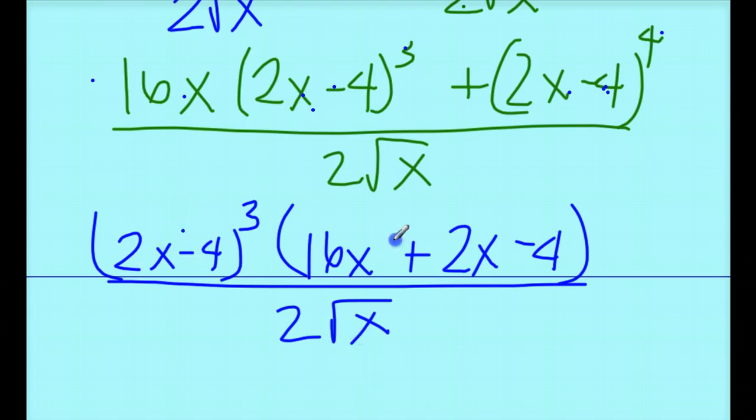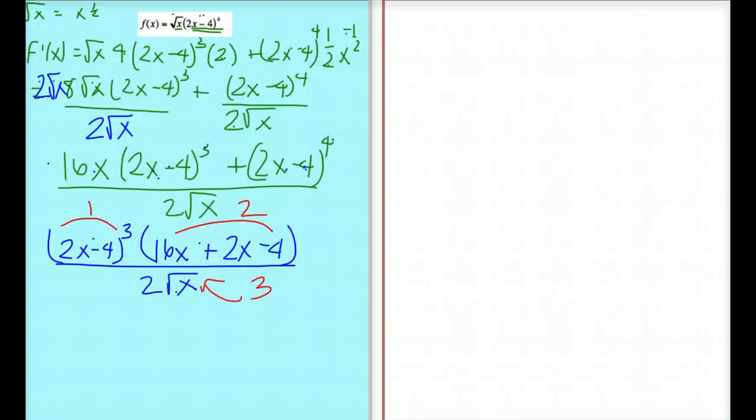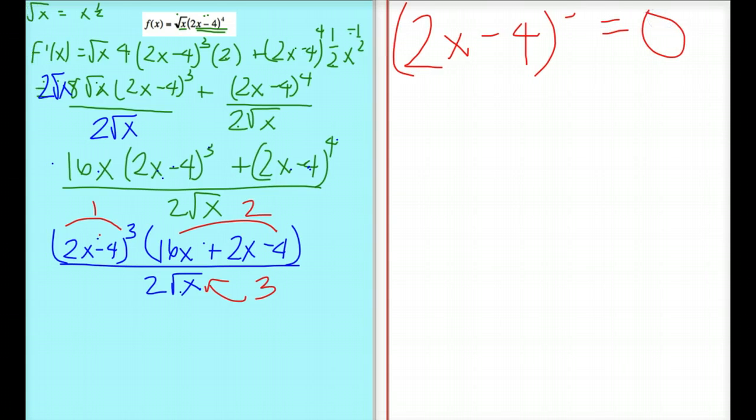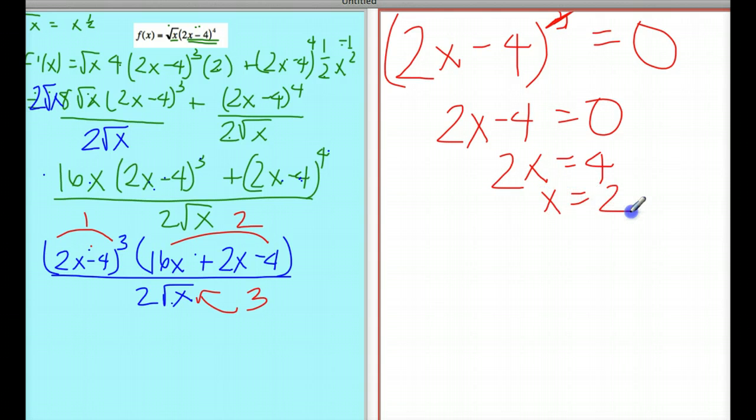And now I have 3 things I can set equal to 0. Here's one parentheses, here's another parentheses, and then I have the denominator. So let's actually do this. Let me add a page in. Alright, so let's start with the first one. I get (2x minus 4) to the third is equal to 0. Well, what that does is gets rid of my power, and all I get is 2x minus 4 equal to 0. 2x is equal to 4, so x is equal to 2.